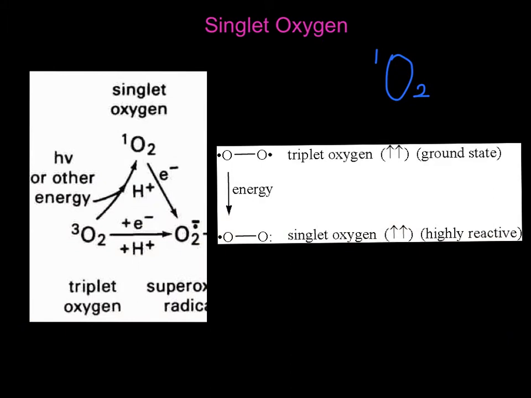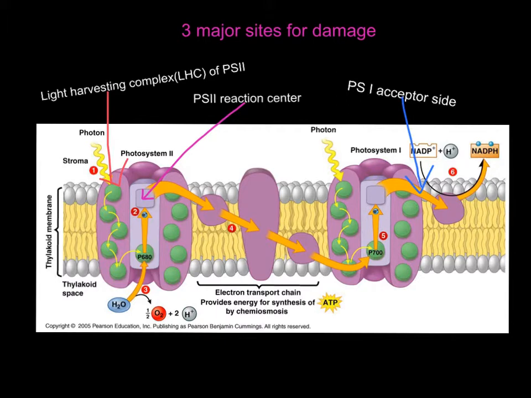Another reactive oxygen species created in photosynthesis is singlet oxygen. Singlet oxygen is the excited form of oxygen, much more reactive and unstable than the ground state oxygen, and tends to steal electrons from nearby molecules. These free radicals are generated at three major sites during photosynthesis: the light harvesting complex associated with photosystem II, the photosystem II reaction center, and the photosystem I acceptor site.